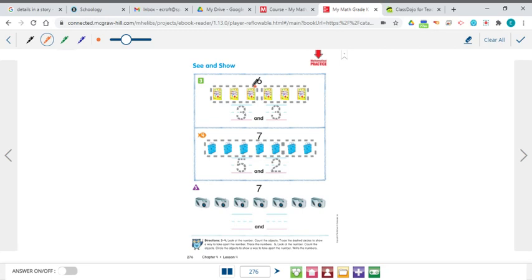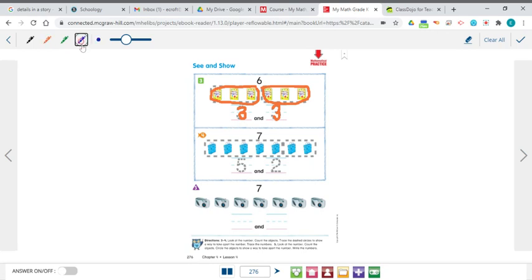So the first one they did, we're going to go ahead and just trace the best we can here. How many are in that first ring? Well, three, right? We drew a ring around three. Oh, that's a terrible three. And then they did the same thing over here, and they drew a ring around three more. So we know we can take apart six by making a group of three and another group of three.